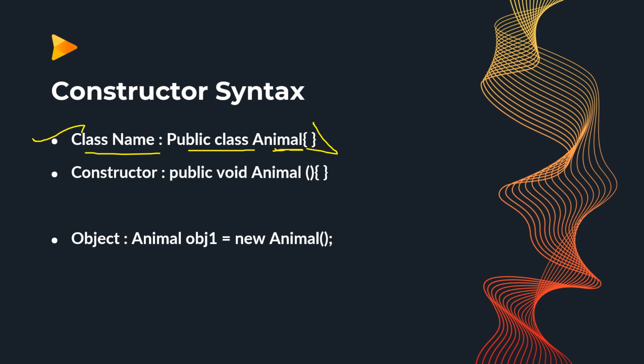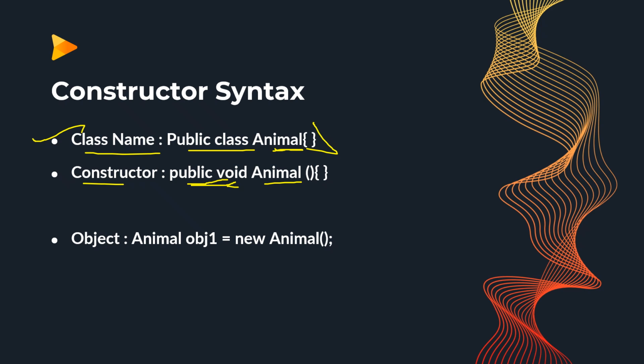Now we want to create a constructor. So how can we create it? This is a public void, and I have already told you that a constructor is a method, but it is a special type of method in which we use the class name as the method name. It is public void, it will not return anything, therefore we have used void. Animal is the method name, so we have given the same name as our class name to our constructor.